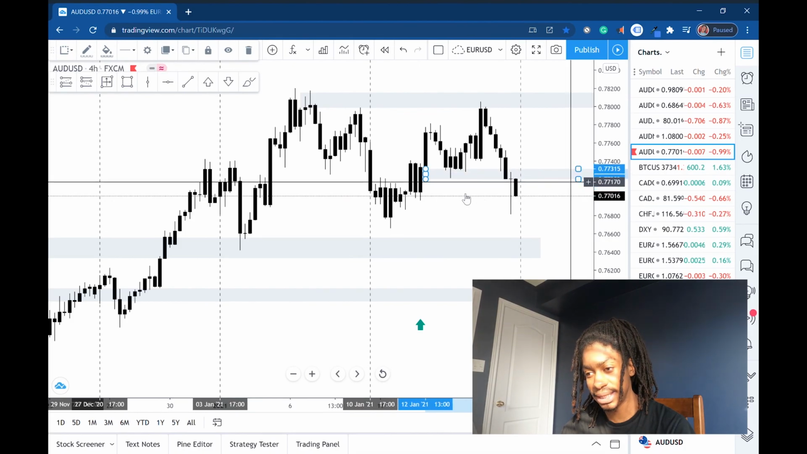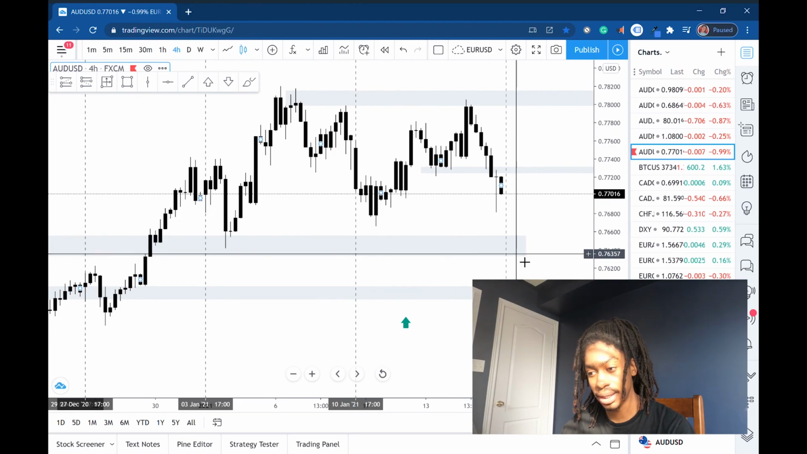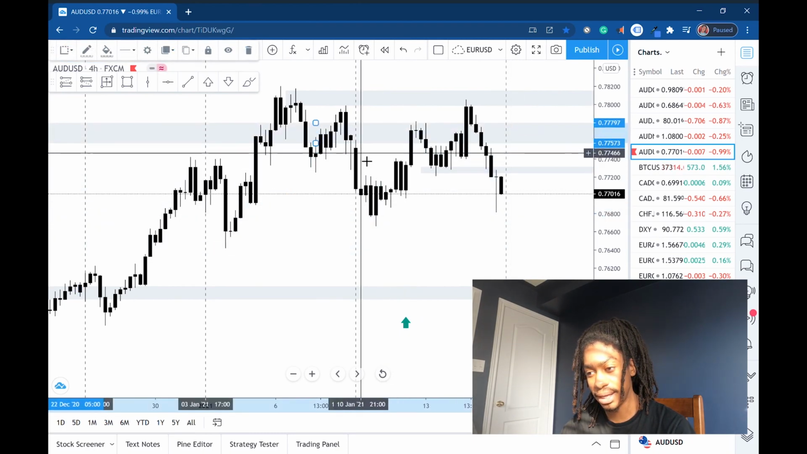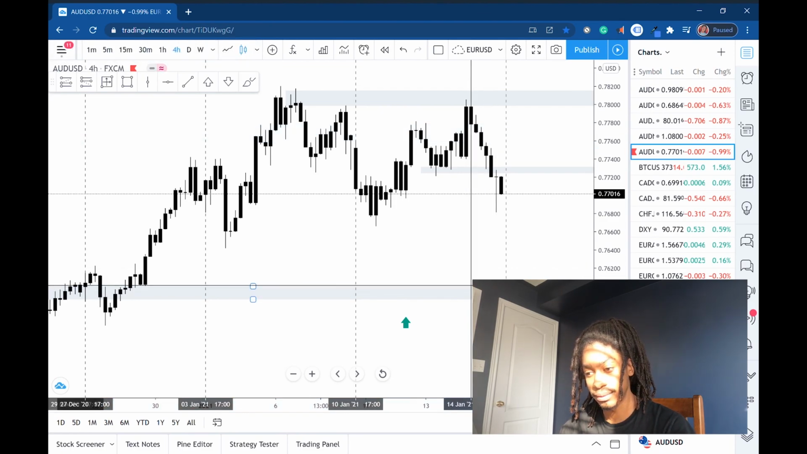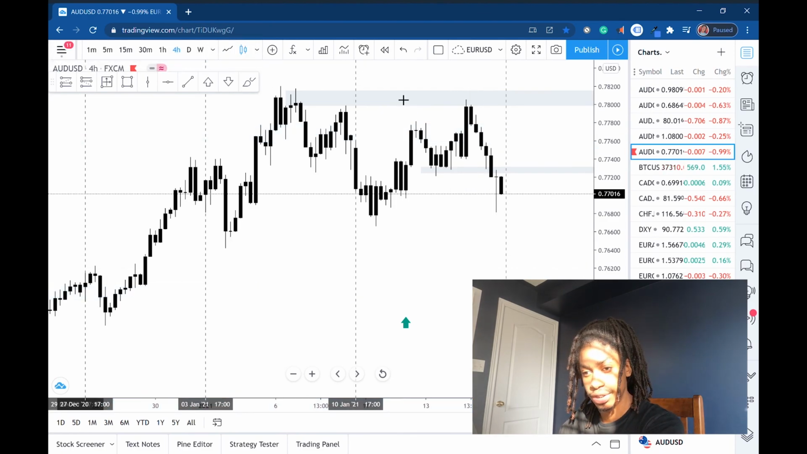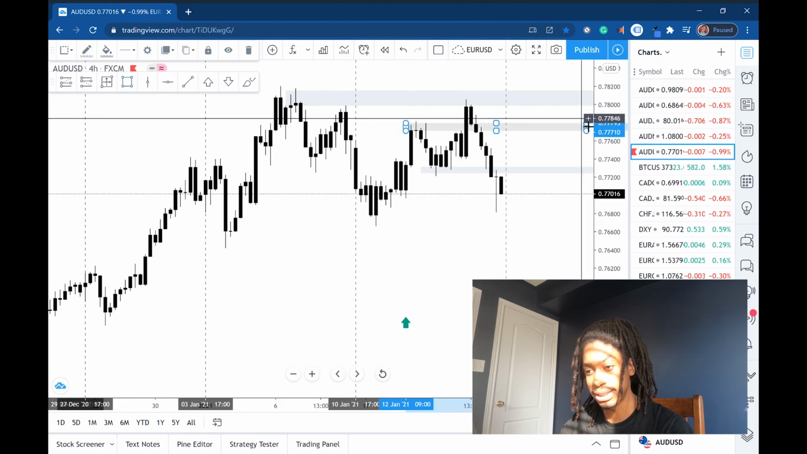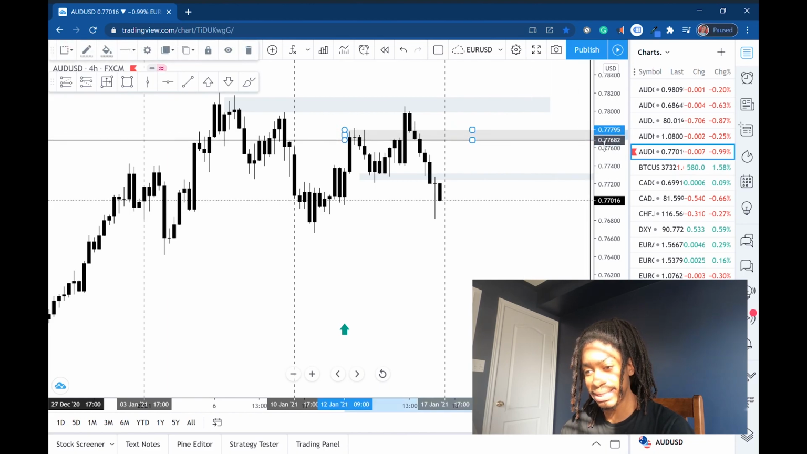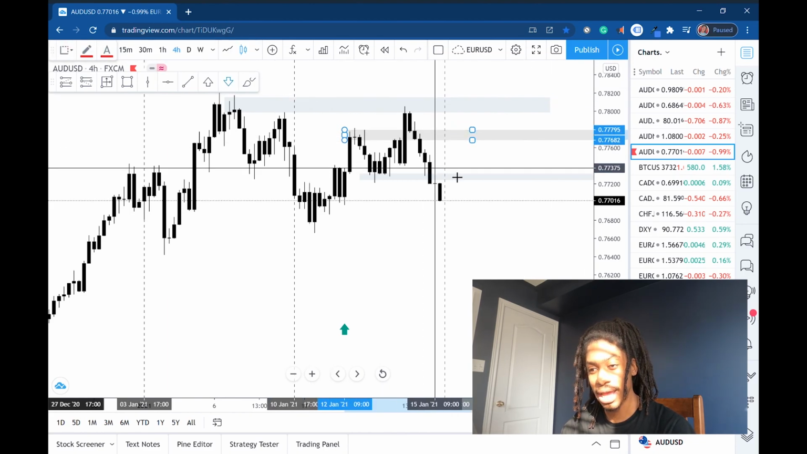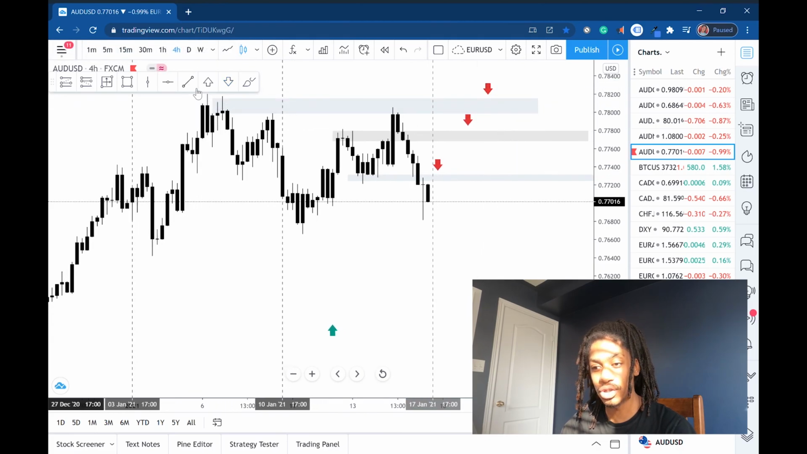Another zone I see is this one right here. Okay, and then we have another just right around here. Let me just draw it fresh, just like this. Okay, so these are the zones that I'm keeping intact that I'm looking for next week. And all we really need is a bearish rejection of these zones.